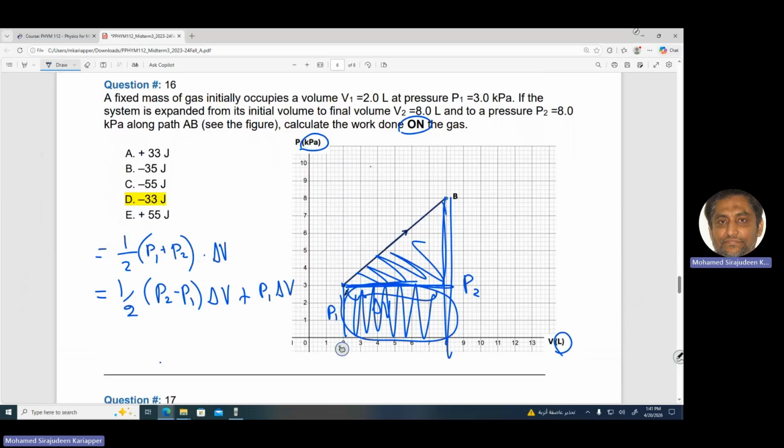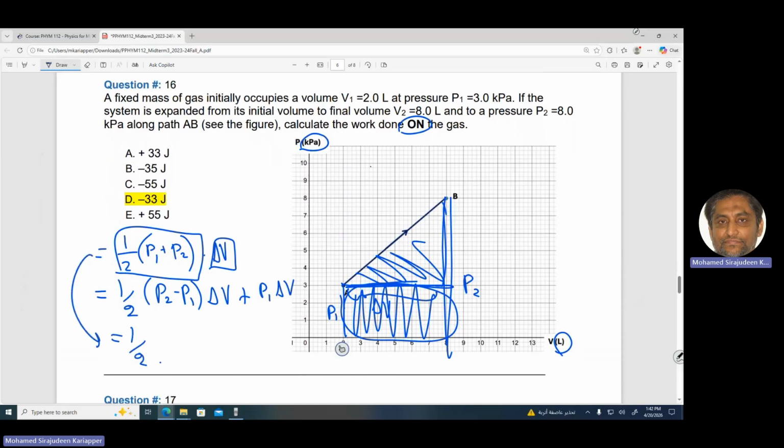This is easy to remember. What is this? The average pressure, right? Initial pressure plus final pressure, divided by 2. Average pressure multiplied by the change in the volume. Anyway, shall we do it? Okay, let me use this because it's quicker.